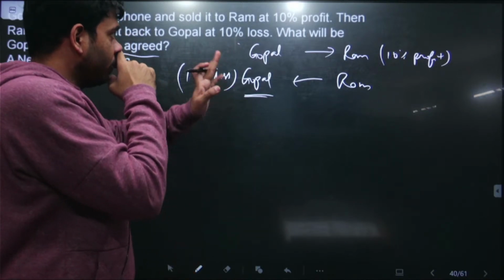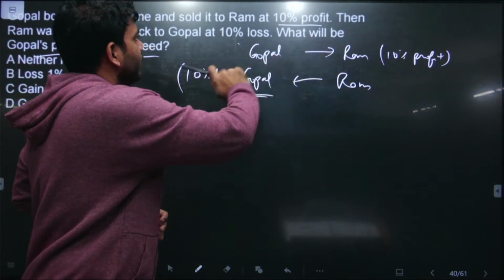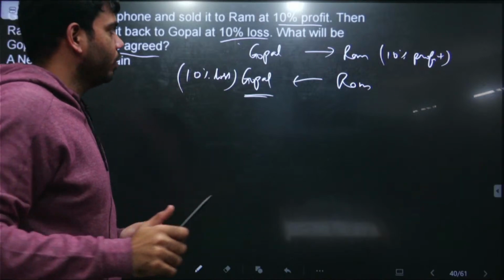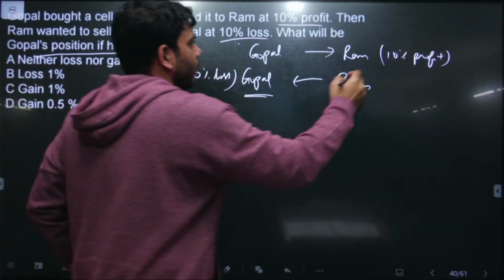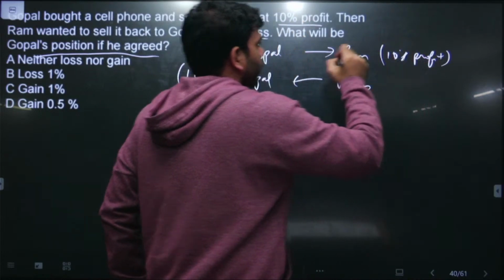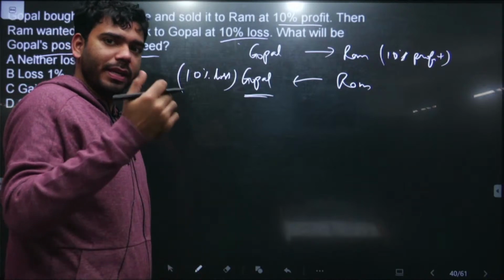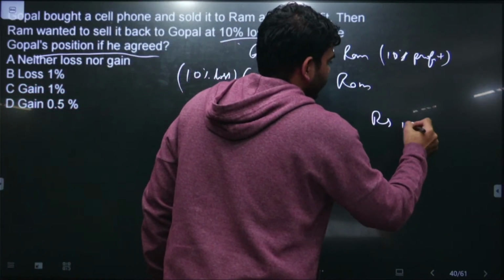So in this kind of question where no absolute value is given to us, only the percent is given, that first 10% profit is there, then 10% loss is there. If no absolute value has been provided to us, you can take anything as the absolute value. And here we will take rupees 100, to make it simple.